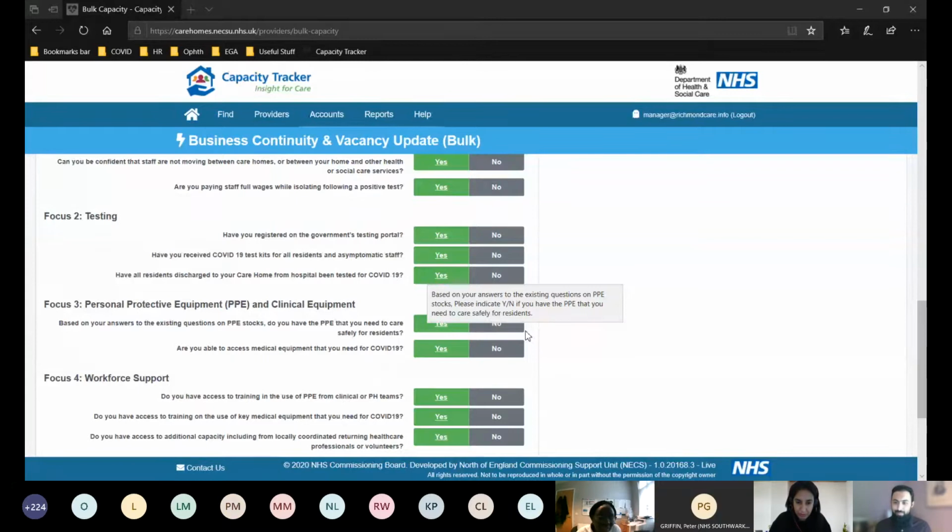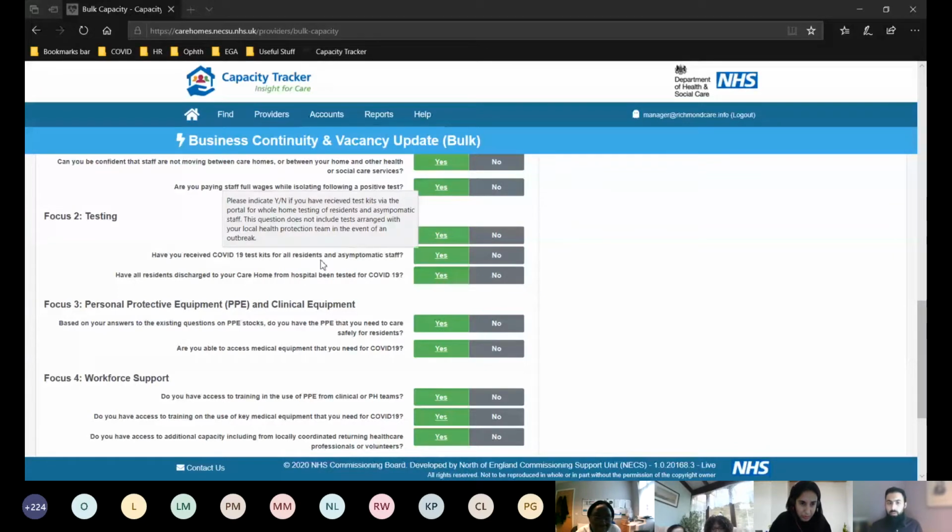I would like to ask in regards to the question about have you received the test kits? Based on what our local authority says, we should be doing this weekly, and some weeks we don't get it. So is this question referring to just having received it the once, or is it meant to be updated on a weekly basis? Because some weeks things happen and we don't receive the kits. How do we respond to that question? I think at the moment, Sanjay, correct me if I'm wrong.